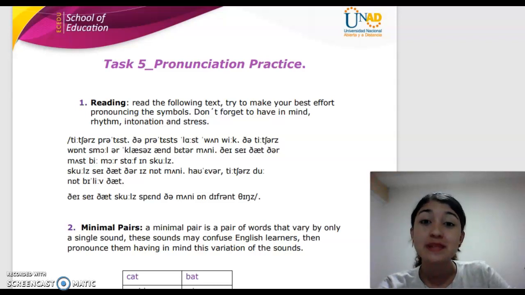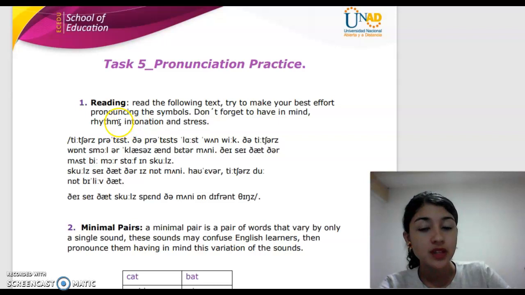Hello, this is my pronunciation practice. 1. Reading. Read the following text. Try to make your best effort pronouncing the syllables. Don't forget to have in mind rhythm, intonation, and stress.